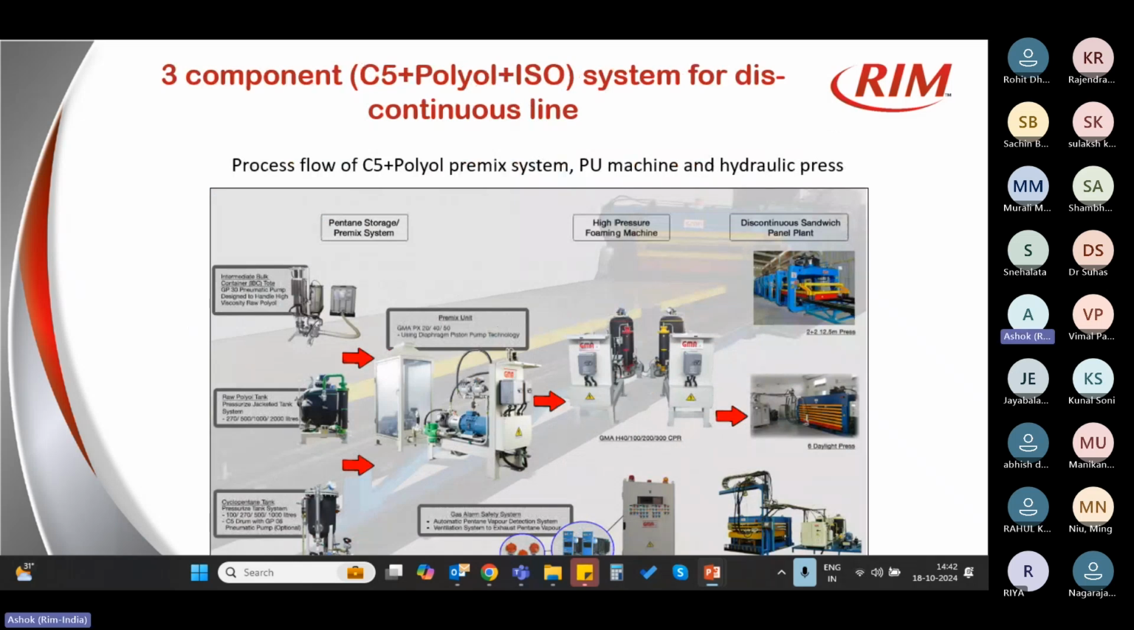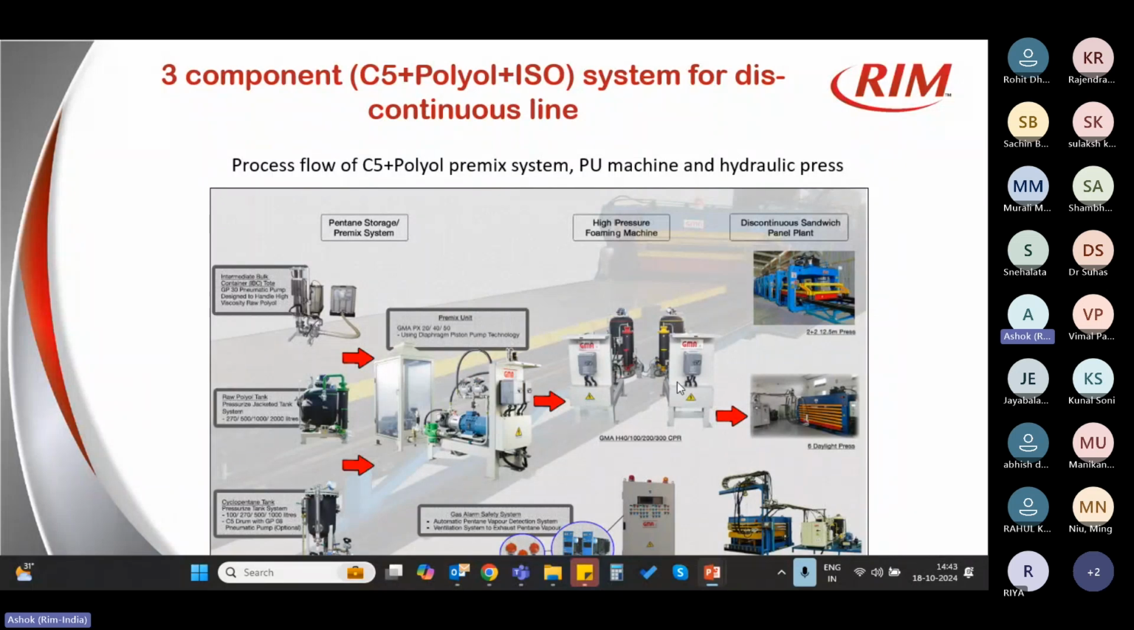There is another process called the three component process for discontinuous line, or rather the three component machine. Here, apart from iso and polyol, the two components, the polyol is premixed with the blowing agent at site or at the factory. That's what becomes three component: cyclopentane plus polyol plus iso.